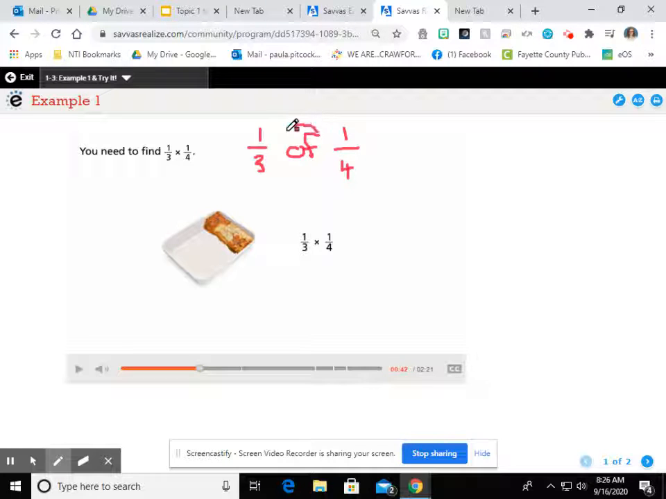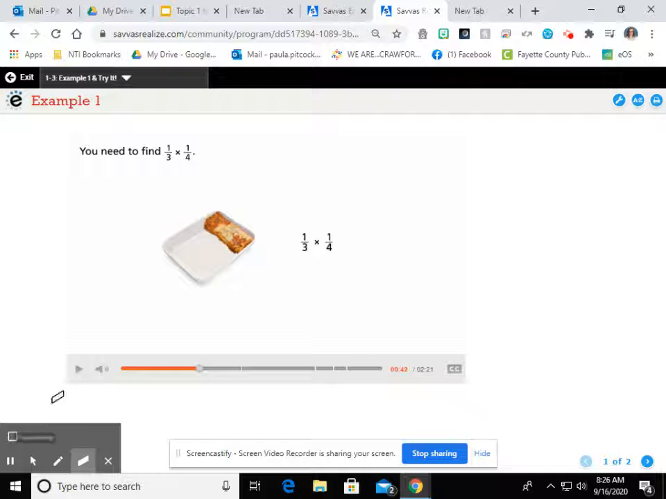Guys, in math, the keyword of means multiply. So of means what? Of means multiply. So you have to do 1/3 of 1/4, 1/3 times 1/4. So of is going to mean multiply in math. That is why we're writing that math problem. Now they're going to show us how to solve that using pictures.